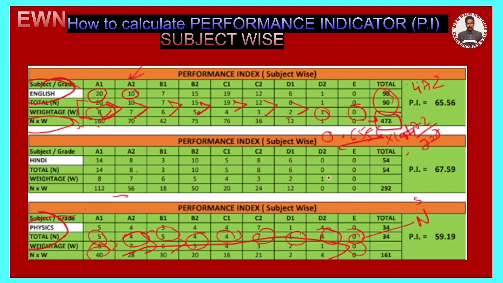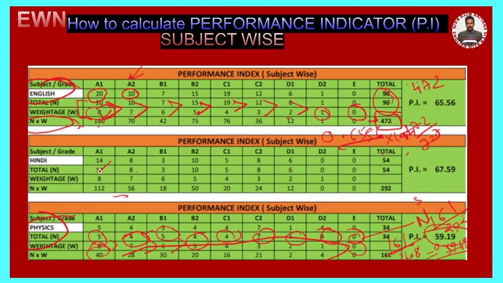So PI will be 161 upon 34 into 8, and this is equal to 161 upon 34 into 8 is 272, and you get answer as 0.5919, and into 100, right? That is shifting two decimals, and then we get 59.19. So this is how you do it.